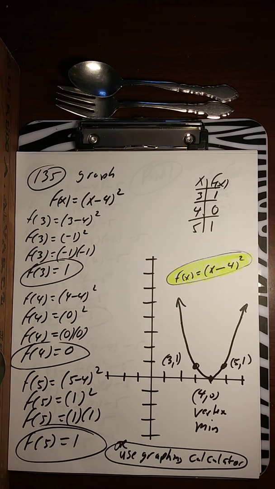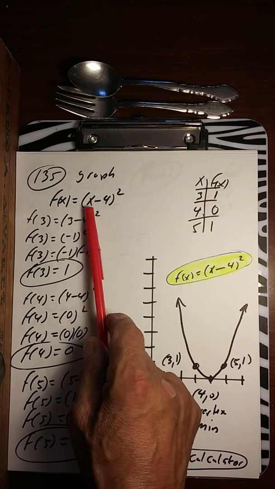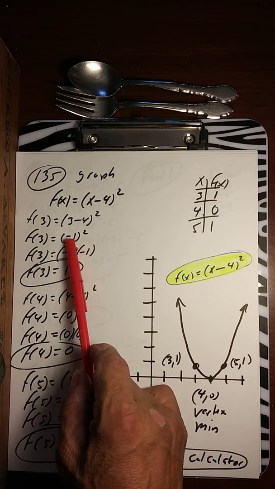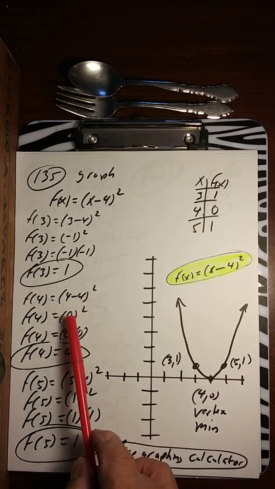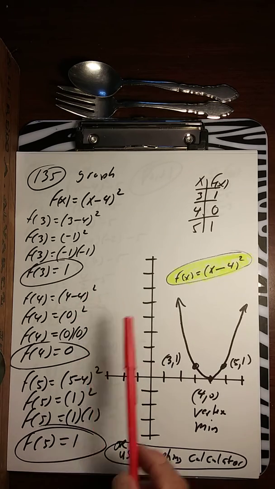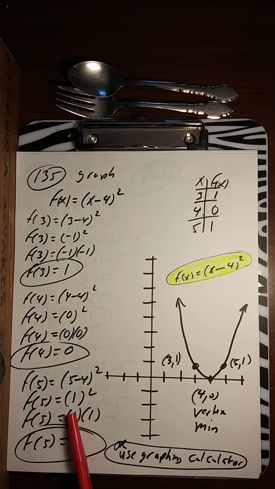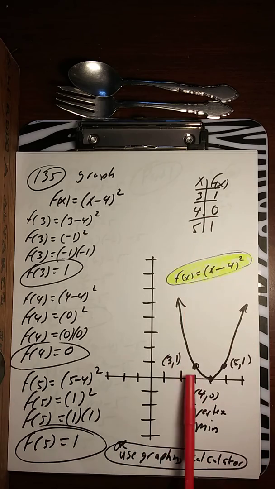Alright, this one. Get some points for it. 3, 4, 5. Put 3 in there. That's going to be negative 1, negative 1 squared is 1. Put a 4 in there. 4 minus 4 is 0, 0 squared is 0. 5. 5 minus 4 is 1. 1 times 1 is 1. Got points. Put the points in there.